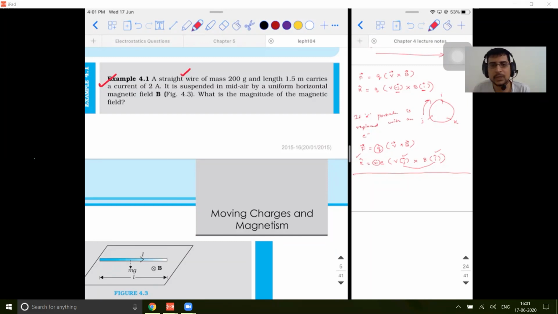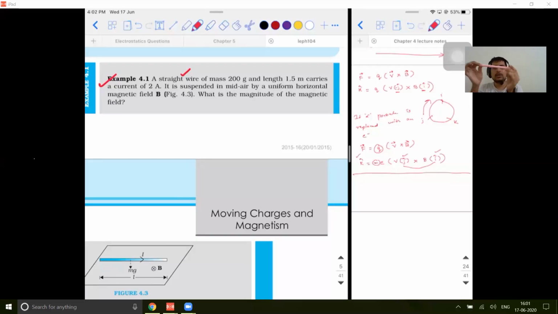The straight wire has a mass of 200 grams and length of 1.5 meter. It is carrying a current of 2 ampere. Let's say there is a straight wire of length 1.5 meter, carrying a current. It is up to us, so let us say I'm taking the current in the rightward direction.